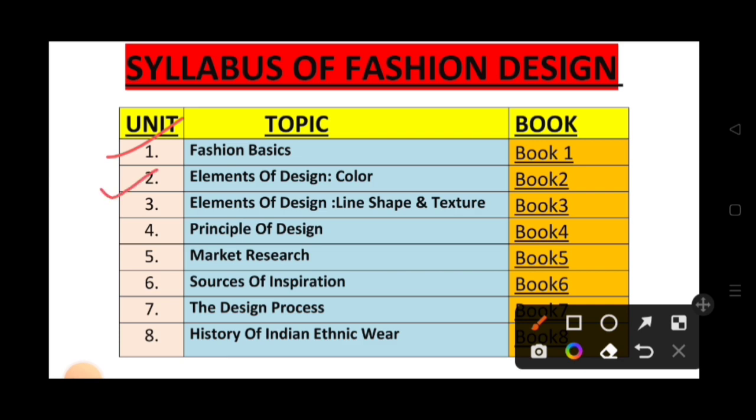Second one is the elements of design and color. Book number two: what are the elements of design and color? Elements means tattva of design. So I will discuss the elements of design books. Third book is elements of design: line, shape and texture.